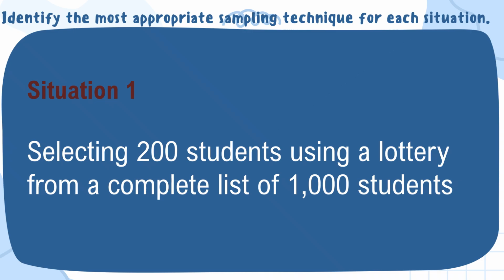So for situation 1, we have 1,000 students. We have a complete list. We need 200 students and we select them using a lottery. So what sampling technique is appropriate? That is simple random sampling. Okay, bakit? Because every student has an equal chance of being selected and we are using a random method, the lottery. So we have this complete list plus equal chance plus lottery or random selection that is equal to simple random sampling.